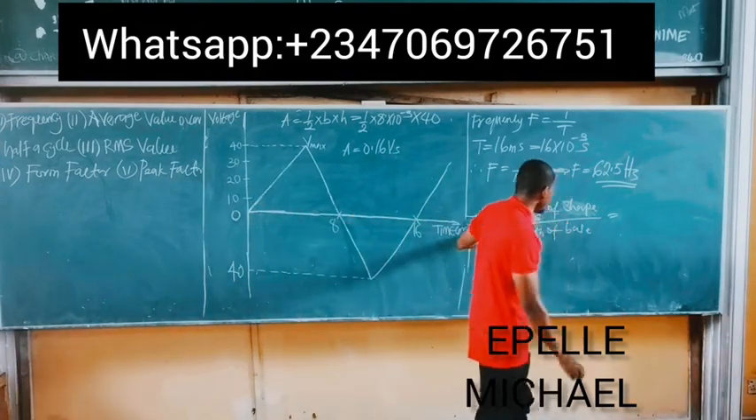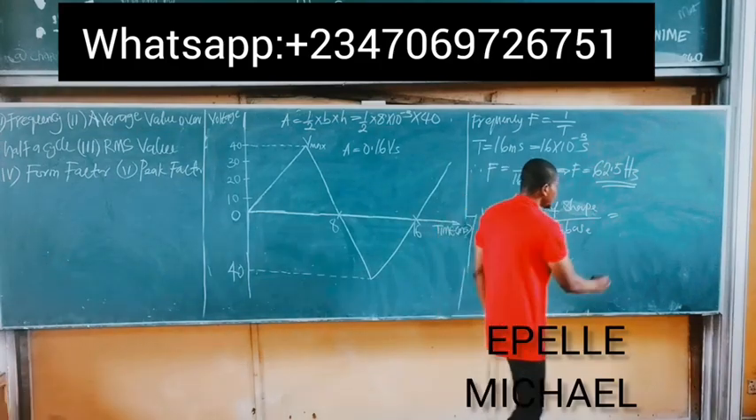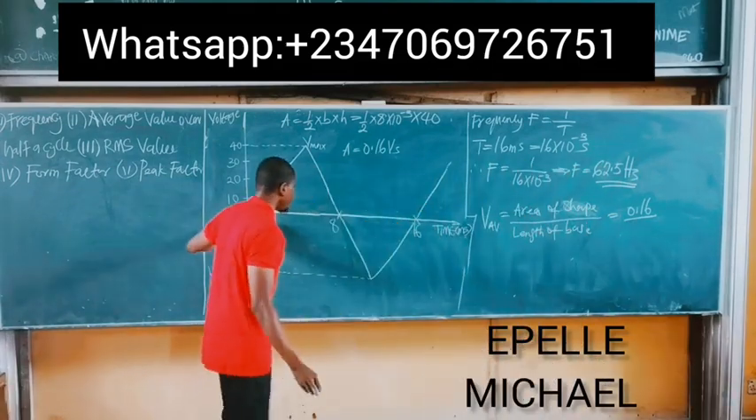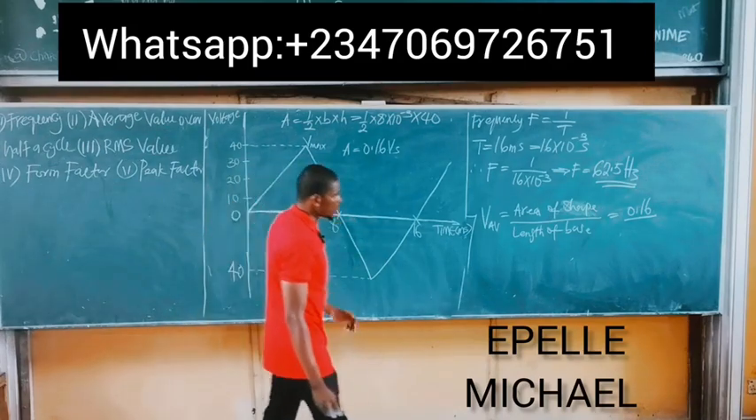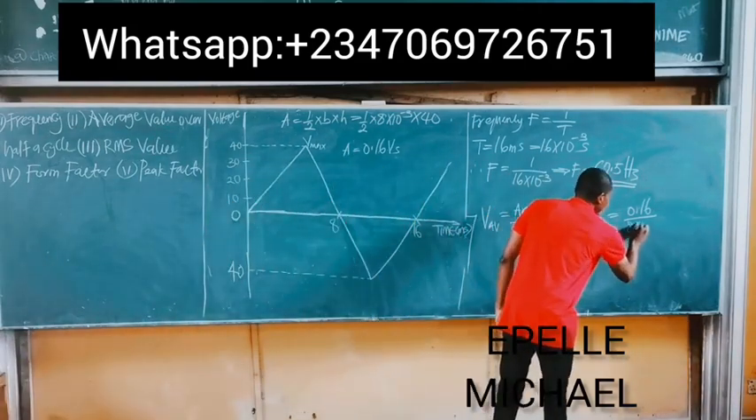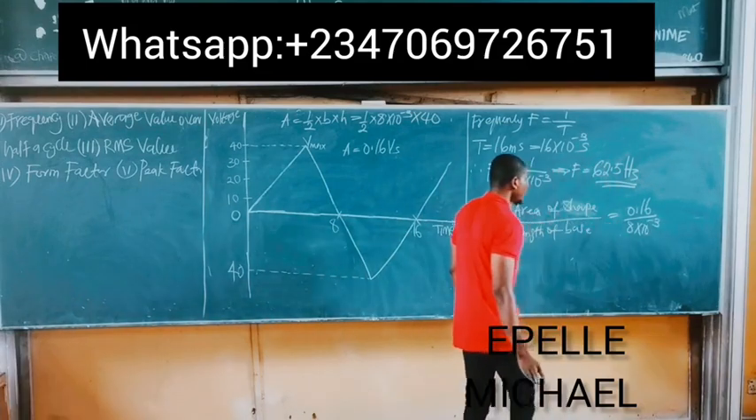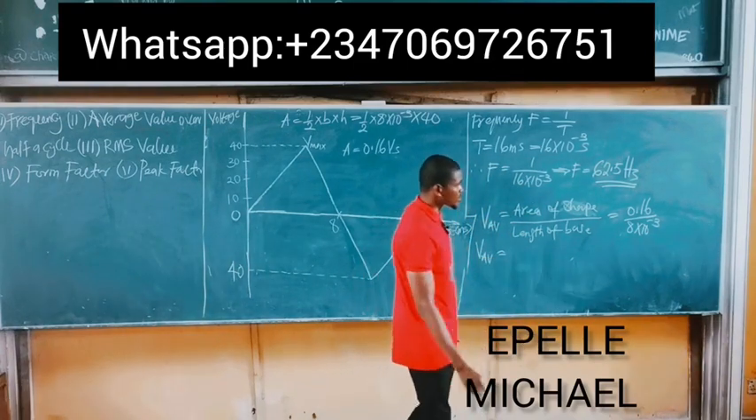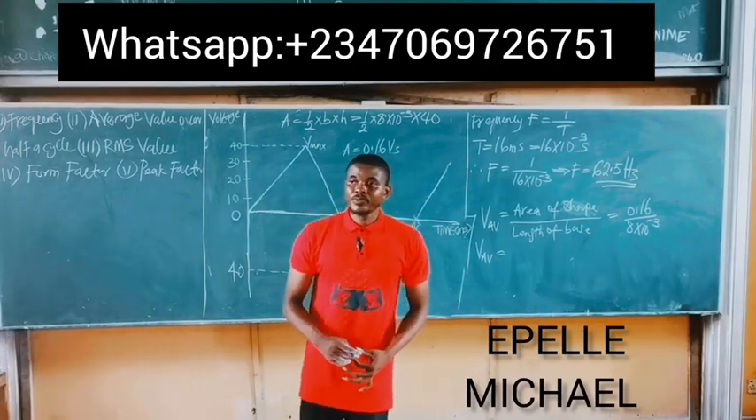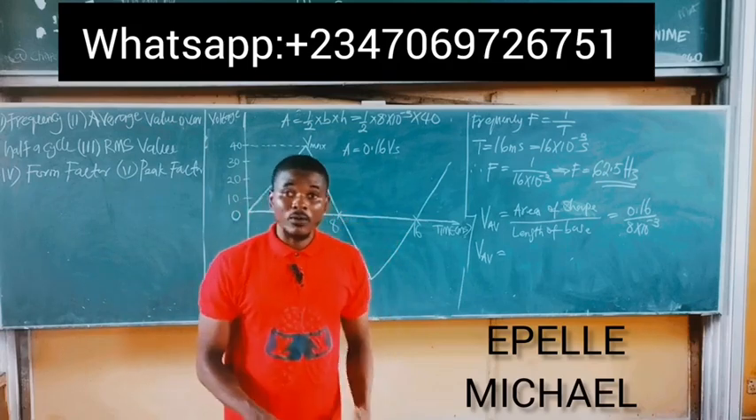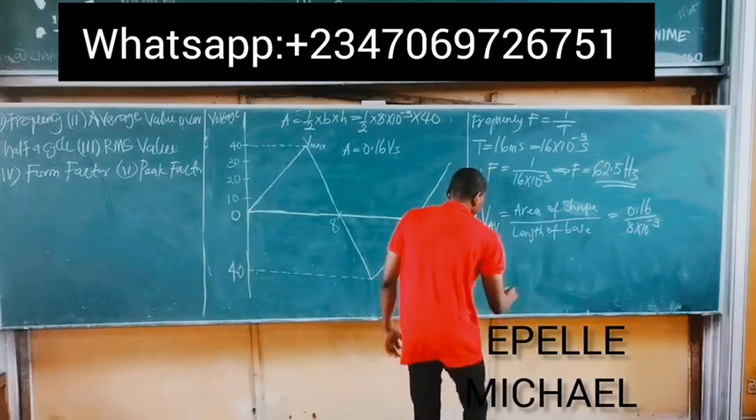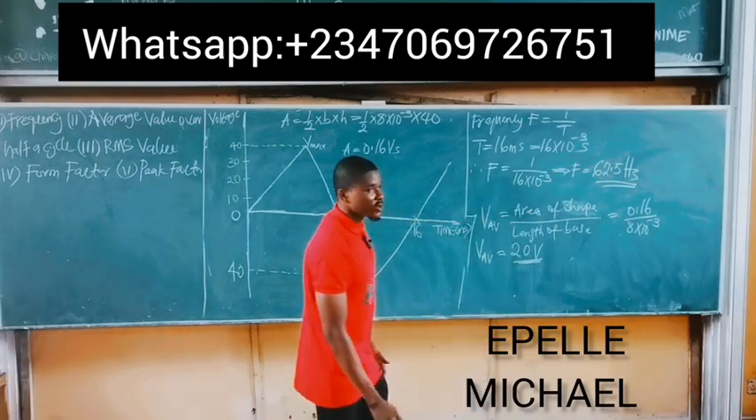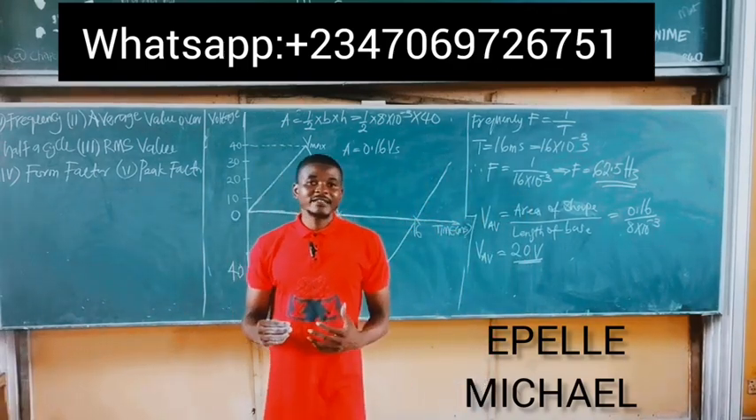From the formula, area of shape divided by length of base, the area is 0.16, all over the length of base, which is half of the cycle, 8 milliseconds, so 8 by 10 to the power of minus 3. The average value simply gave us 20 volts. So this is the first method of finding the average value. Let's now try the second method.